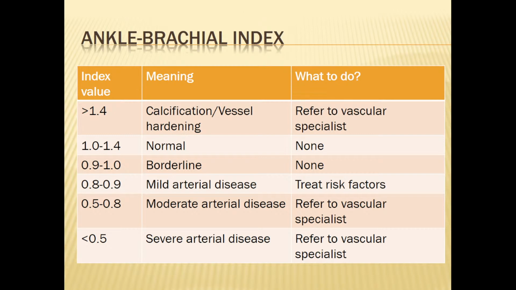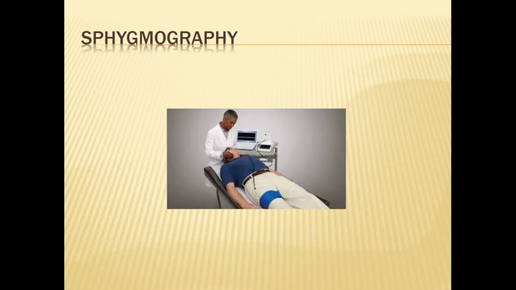If the ratio is from 1.0 to 1.4, it is normal. Now need to do something. From 0.9 to 1.0, borderline. From 0.8 to 0.9, mild arterial disease, peripheral artery disease. Treat risk factors, for example, smoking. And if it is below 0.8, it is moderate to severe arterial disease, and you have to send this person to the surgeon, to a vascular specialist.